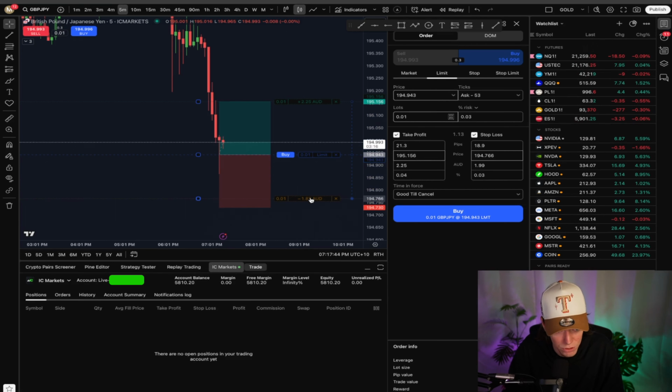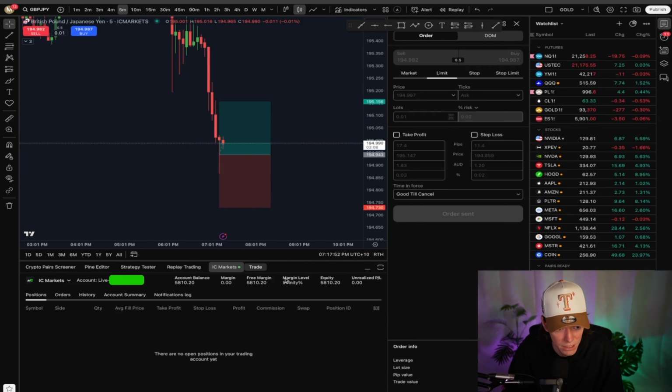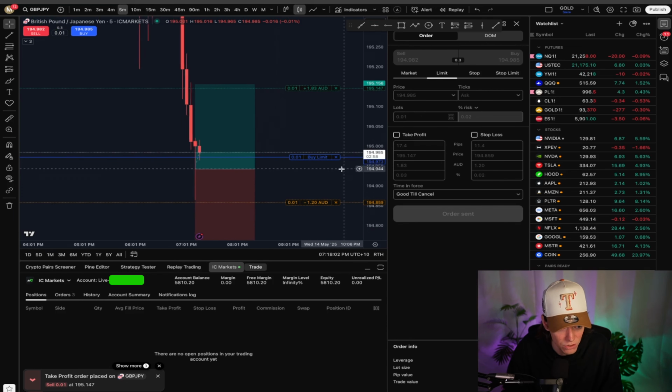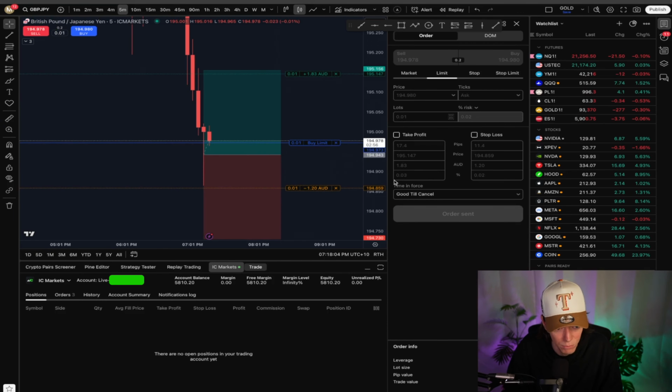Now you can move your stop loss, you can move your take profit wherever you like. For the sake of just getting in the trade, we're going to move it close to where price is. We're going to press buy. Now we're not in the trade yet. This is a limit order. We're not in the trade yet. We would be in if we had market order selected. We just need price now to go ahead and tap this blue line, and then we'll get in.